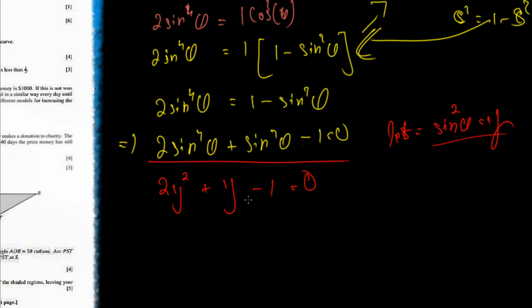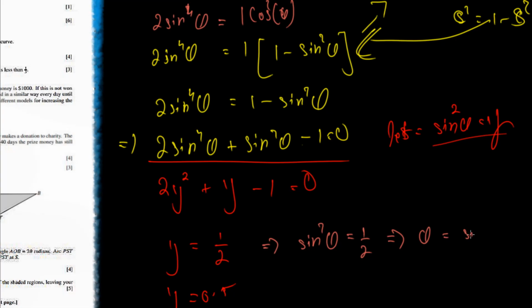I'll take my calculator, mode 5 3 2 1. You can also do it manually if you want, but I won't do it in the examination because why do you want to waste time? And y is equal to 0.5. Now we know from the question that sine square theta is y, so therefore sine square theta is equal to 1 by 2. Therefore theta is going to be equal to sine inverse of root of 1 by 2. The other value is sine square theta equal to minus 1, my bad.